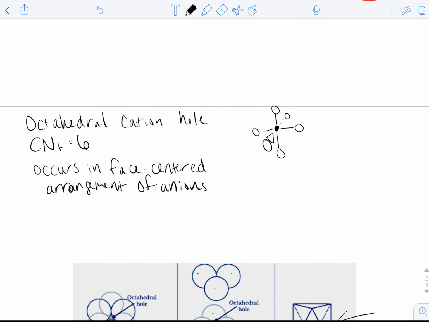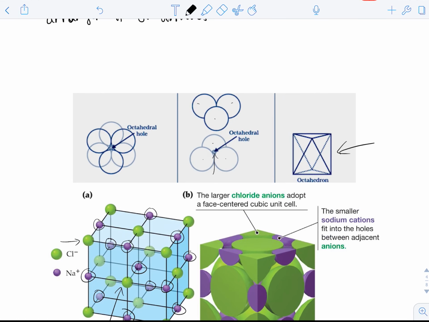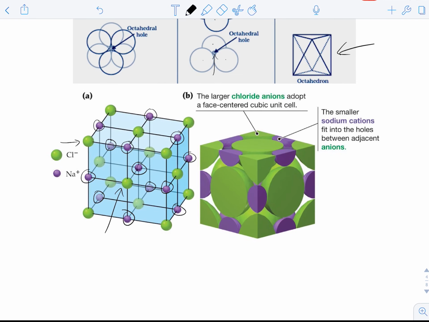There's one thing I didn't note up here. There's only one cubic hole per simple cubic unit cell. So the maximum we can have here is 1, just as a note. In a face-centered arrangement, the maximum number of octahedral holes will be a total of 4.